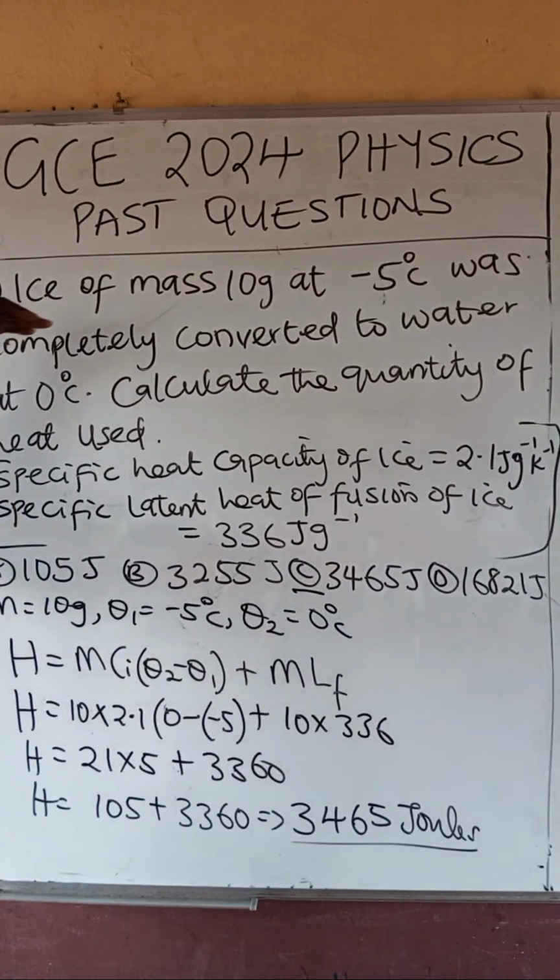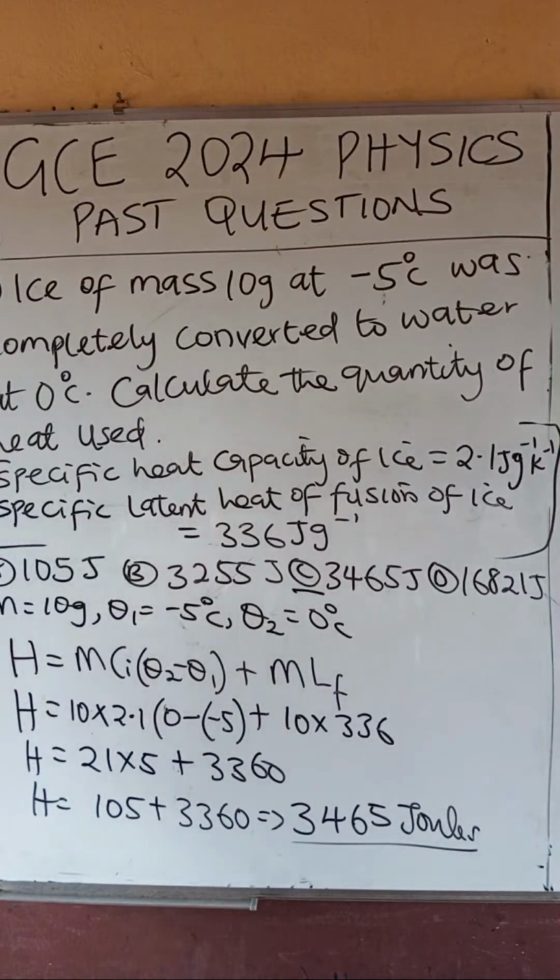They say ice of mass 10 gram at minus 5 degrees Celsius was completely converted to water at 0 degrees Celsius. Calculate the quantity of heat used. Now, for us to get the quantity of heat used, we are going to look at the specific heat capacity of ice. It's given as that. And the specific latent heat of fusion of ice is given as that.